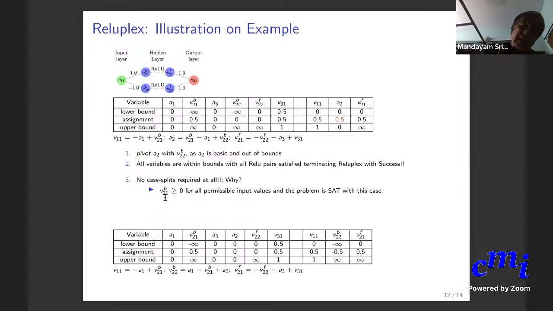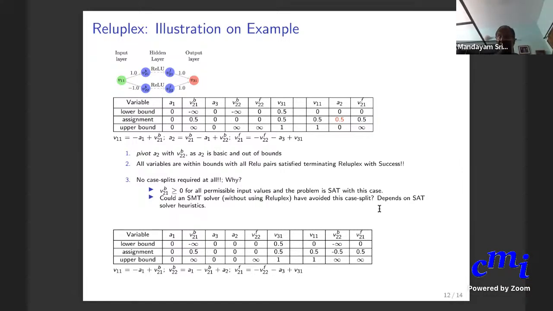So either there is a satisfying solution in a single case, or maybe there is the same satisfying solution in both the cases, when V21B is greater than or equal to 0 or less than or equal to 0. In all such cases, if there are satisfying solutions for the property that you're trying to verify, then this will be a winner. Whereas if you use an SMT solver, maybe the SMT solver could have avoided this case split as well. But it entirely depends on the SAT solver heuristics that is used.